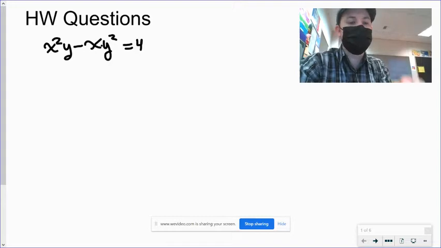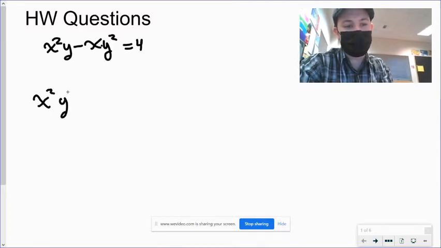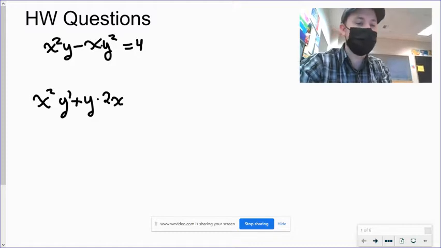Let's go ahead and do the implicit differentiation. So I'm going to differentiate the first term. It is a product, so I'm thinking of my u as the x squared and my v as the y. So I have x squared times the derivative of y, which is y prime, plus y times the derivative of x squared, which is 2x. So that's the derivative of my first term.